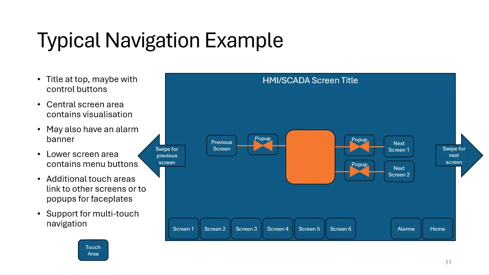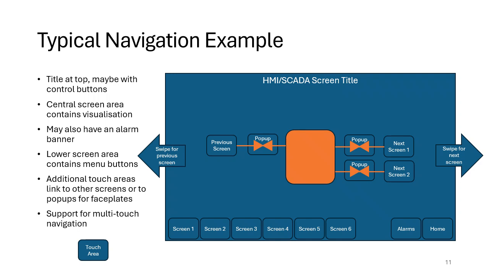So here's a typical navigation example for a HMI SCADA screen. This isn't prescriptive. This may not work for you. You may have your own ideas, but this is how I've often developed HMI SCADA screens in the past. So at the top, we have the title of the screen, and there may be control buttons there, for example, to log in or log out. Maybe there might be control buttons for having some sort of language switching or setup. So you can put those at the top. Again, the important thing is to be consistent. If you do it on one screen, do it on all of them.